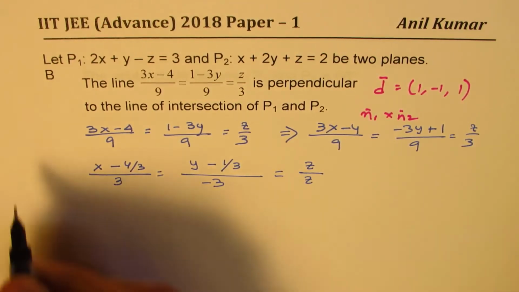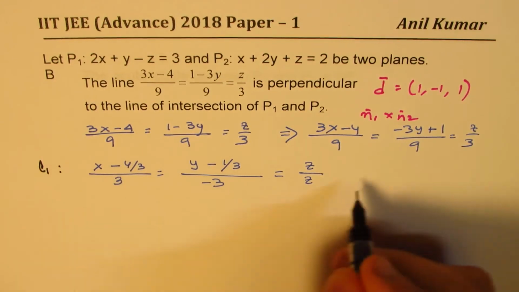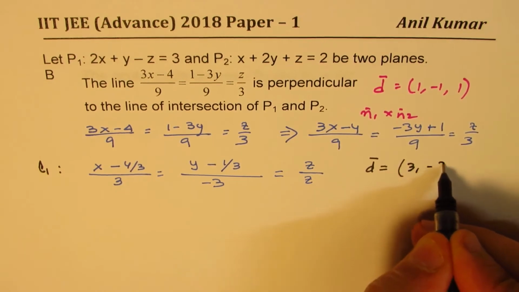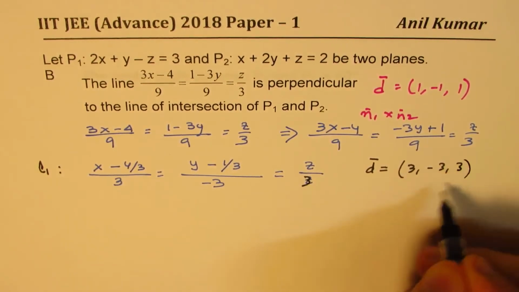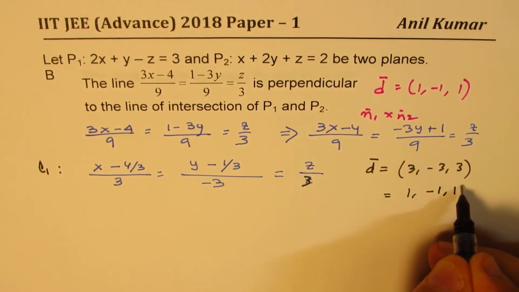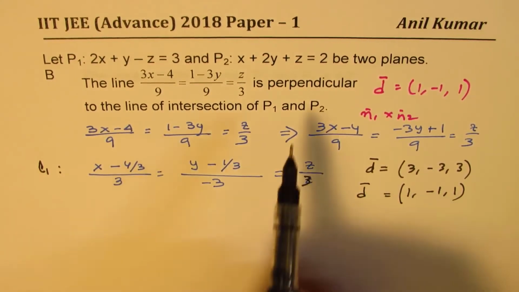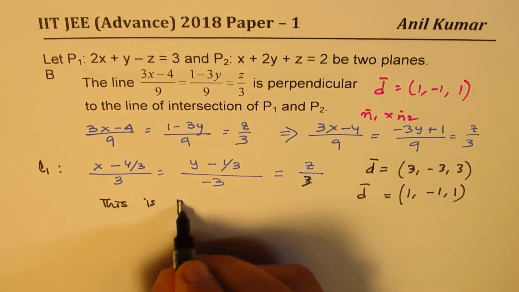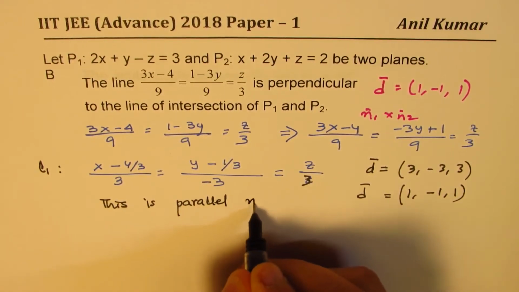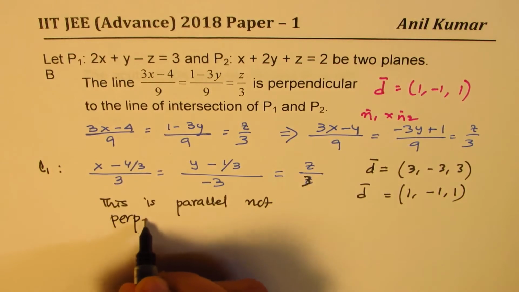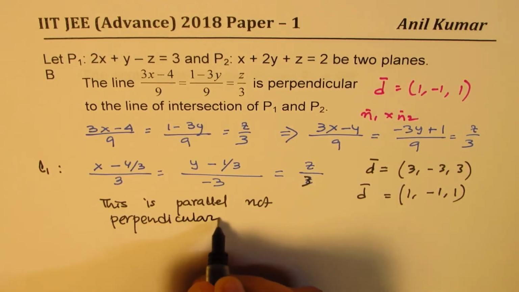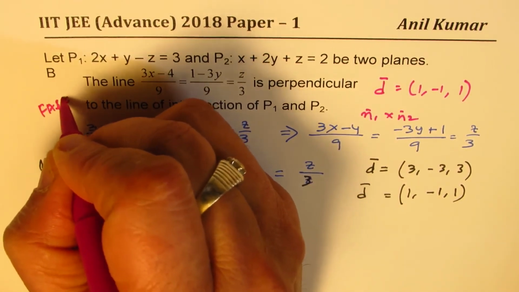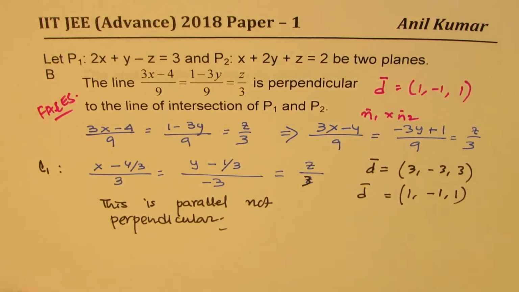So what is the direction of this line? Let's call this line L1, and the direction vector D here is what? So here the direction vector you can say is 3, minus 3, 3, or you could say 1, minus 1 and 1. So that is the direction. We want it to be perpendicular. No, this is parallel. Is that clear? Not perpendicular. So we got the solution for the second one also, and that is also false. Is it clear? Now let's look into part C.